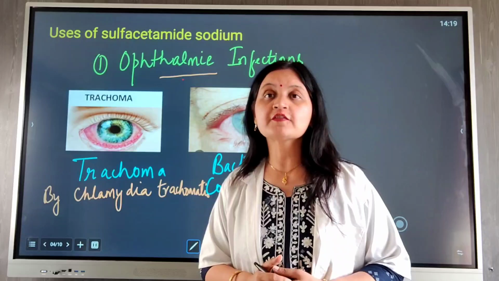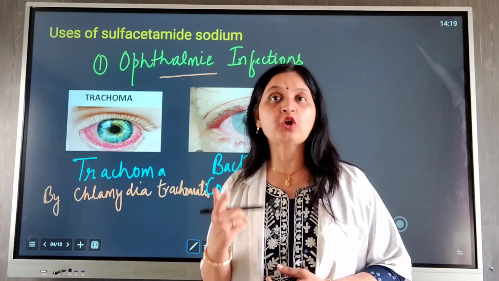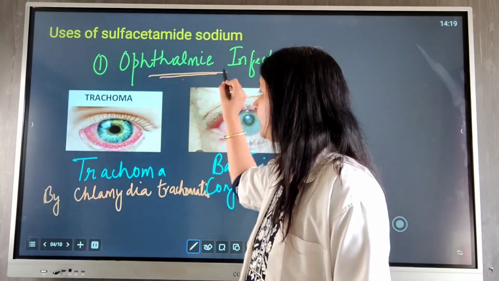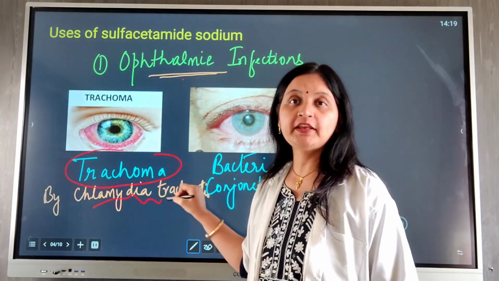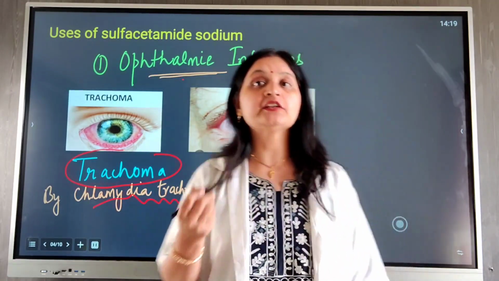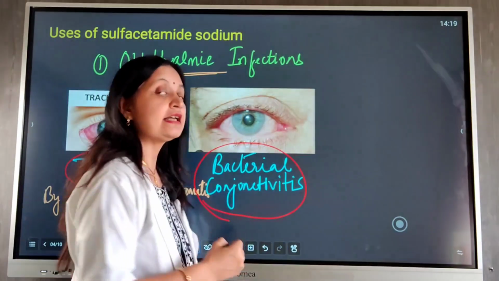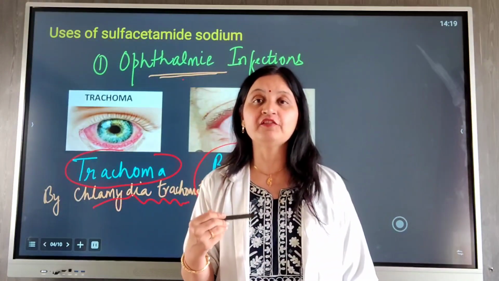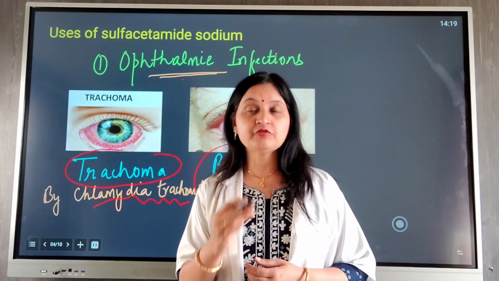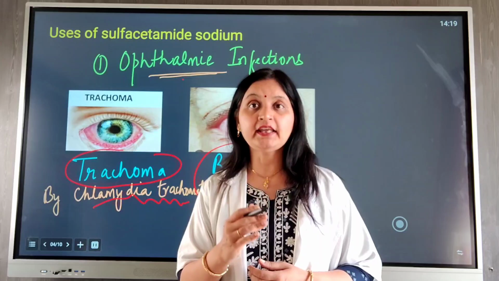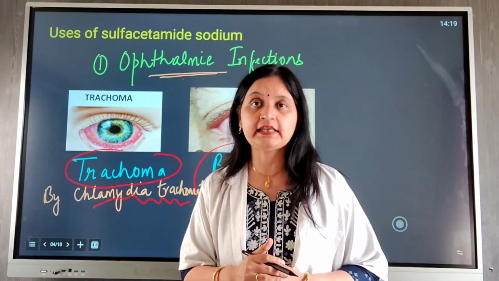Now coming to the uses of sulfacetamide, it is commonly used for treating ophthalmic infections and dermatologic infections. In ophthalmic infections, it is commonly used for the treatment of trachoma, which is caused by Chlamydia trachomatis. Secondly, it is also used for the treatment of bacterial infections of the eye, that is bacterial conjunctivitis, that is infection and inflammation of the conjunctiva causing redness of the eye. So it treats bacterial conjunctivitis by inhibiting the growth and multiplication of many of the gram-negative and gram-positive bacteria.